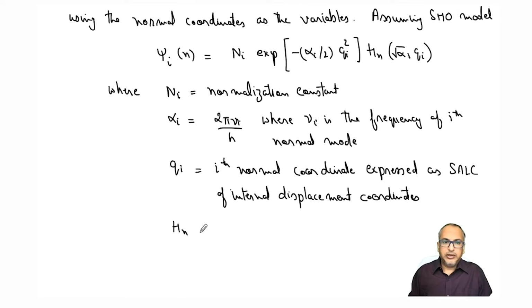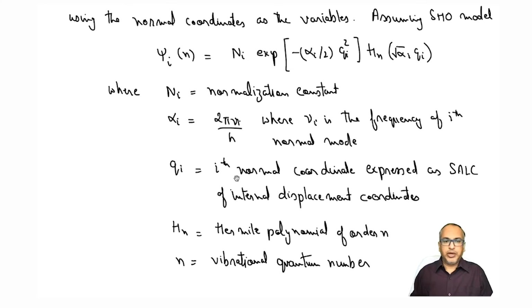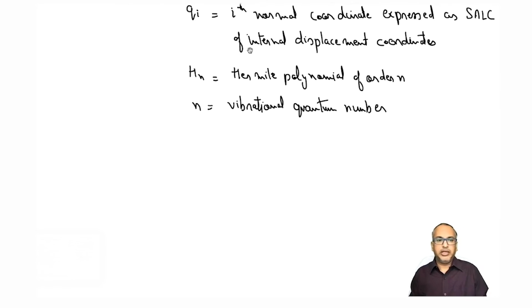Now Hn is Hermite polynomial of order n. We will see what that is. N is a vibrational quantum number. So if you are talking about ground state, n will be 0. Okay, let's see how do we write Hn.